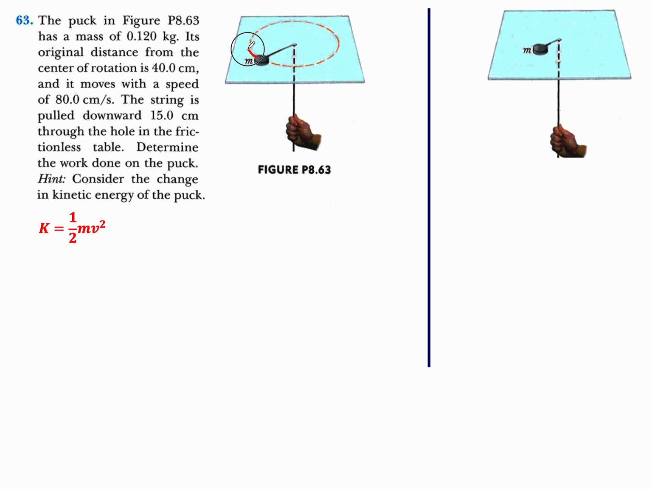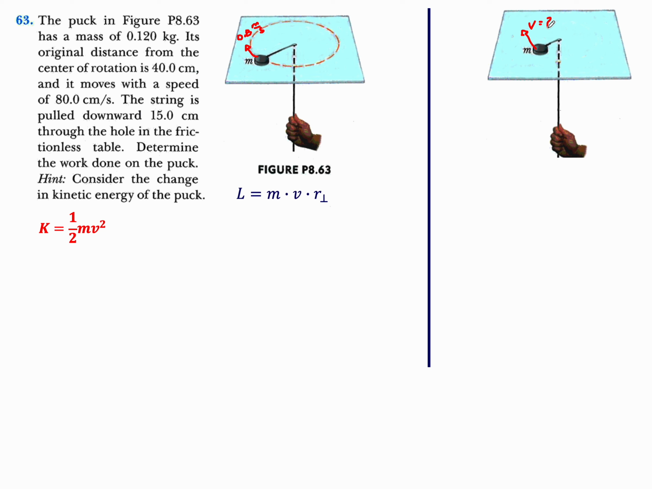We know the initial velocity here is 0.8 meters per second. But what's going to happen as we pull this thing inward? Well, it should speed up. And you might say, well, wait, why? Well, we have to consider the conservation of angular momentum. And in this case, we're trying to figure out what is this velocity over here.